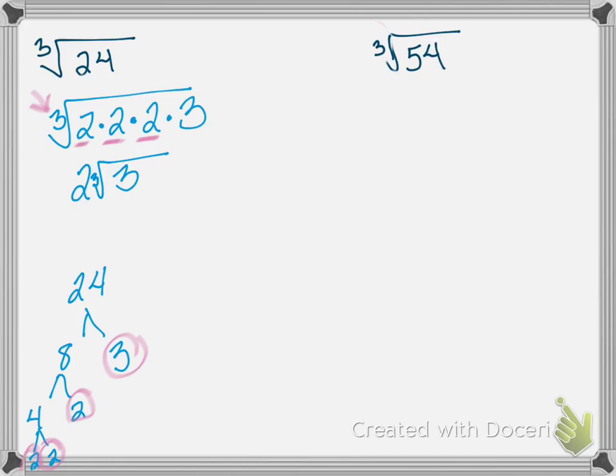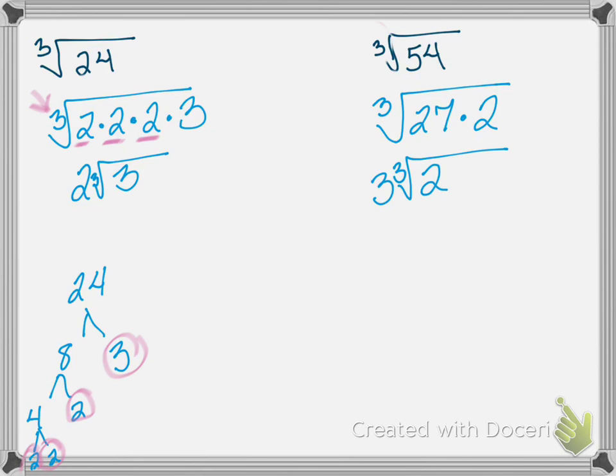Okay, so that's a cubed root. Now, 54, you might be like, oh, 54 is even, so 27 times 2. You might be able to realize that. And 27 is a perfect cube. 3 times 3 times 3 is 27. So your answer here is 3 on the cubed root of 2.